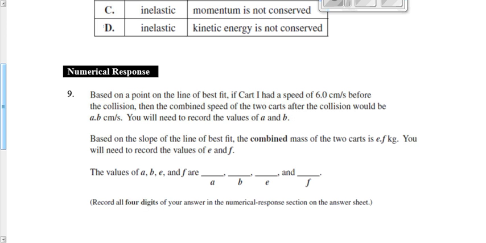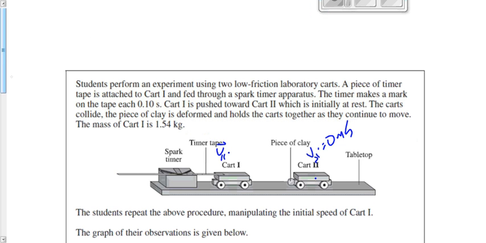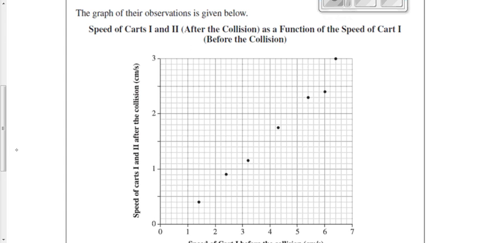Based on a point on the line of best fit, cart 1 has a speed of 6 centimeters per second before the collision. Then the combined speed of the 2 carts after the collision would be A.B centimeters per second. Based on a point on the line of best fit. We don't have a line of best fit, so you're going to have to draw one. What you don't want to do is just go over to 6 seconds and then go over here and say, all right, at 6 seconds, we're at 2.4 centimeters per second. That's not a point on the line of best fit. Take a ruler, draw your line of best fit.